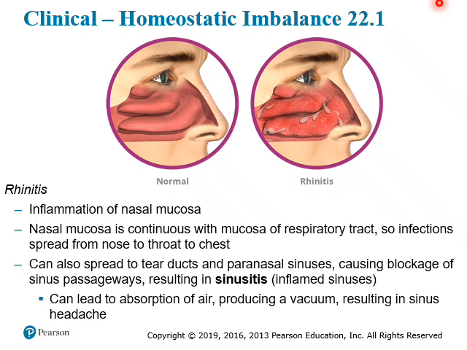Let's take a look at some homeostatic imbalances. You have rhinitis. Rhinitis is a general term for inflammation of the nasal lining, resulting in symptoms like runny nose, stuffy nose, sneezing, and coughing. It is really a symptom and not a specific illness itself.